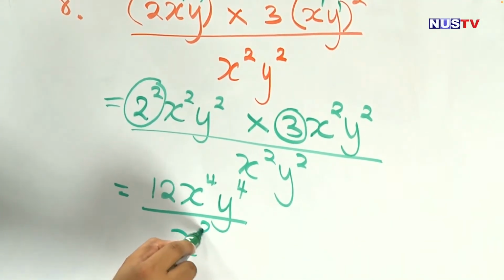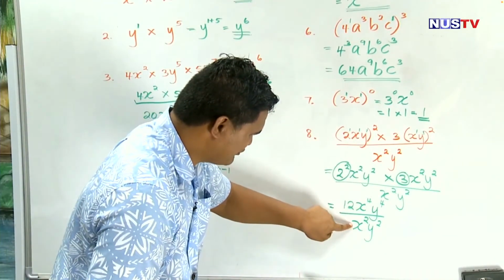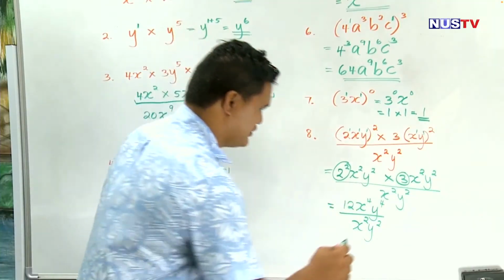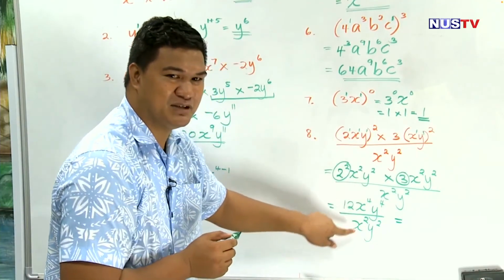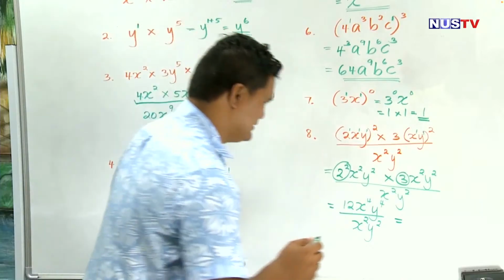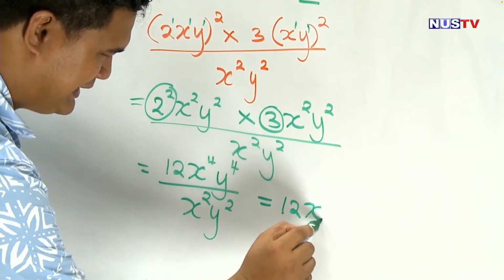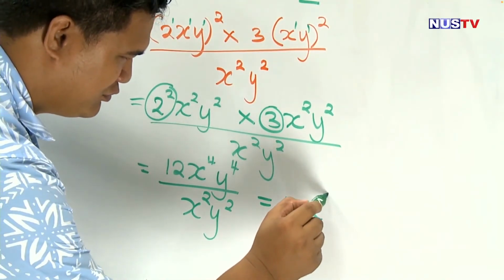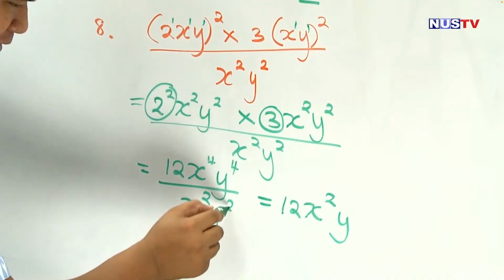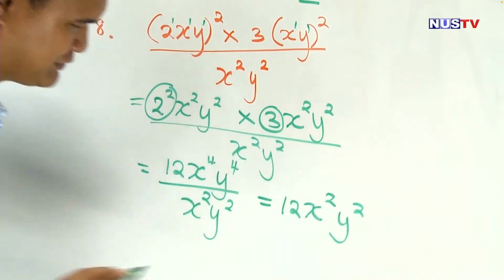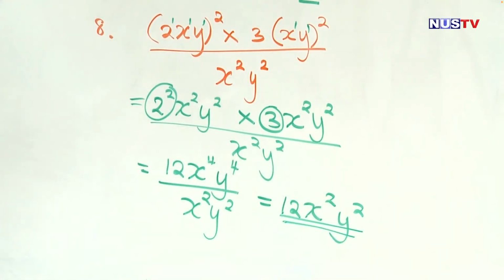So x squared, y squared. Now this x corresponds to this one, and y as well. Under rule number 2, if we are dividing numbers with the same base, we subtract the powers. So this 12 will remain the same. This x will be x to the power of 4 minus 2, which is 2. And then y to the power of 4, take away this 2, the answer is 2. And that will be our final answer for our number 8.